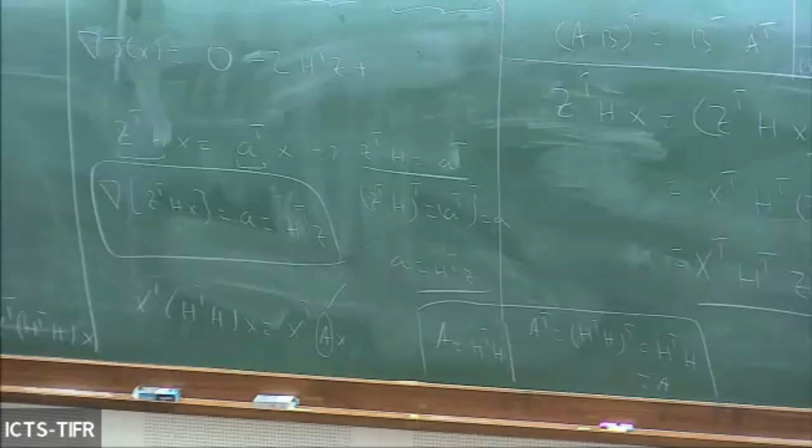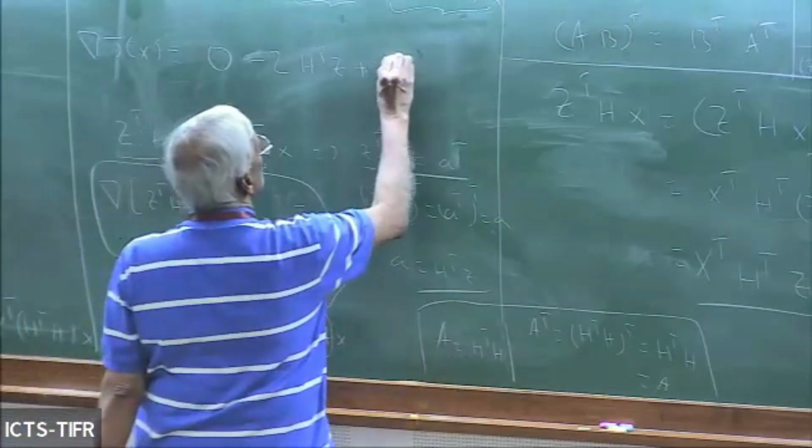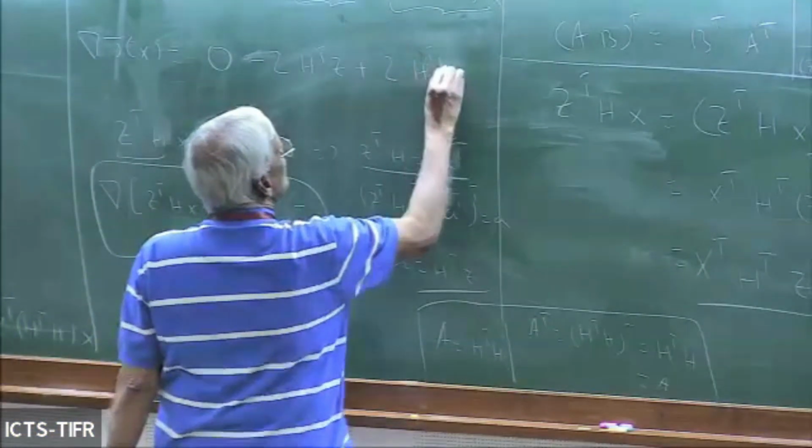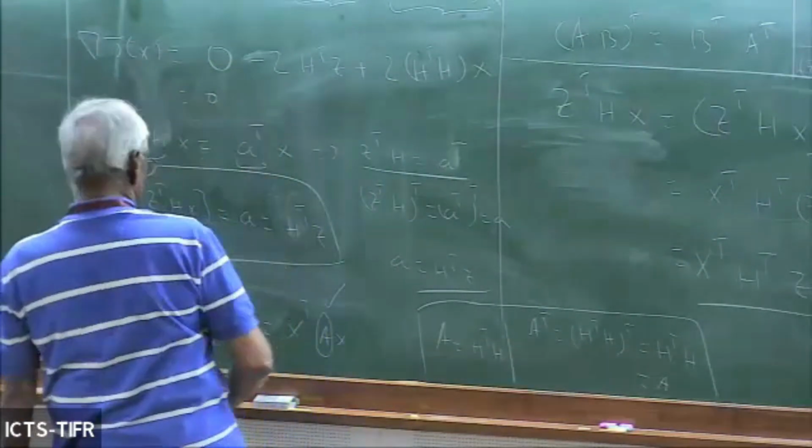Are you with me? Just 2 minutes. I know, the coffee is waiting for us. So what is the gradient of this? 2Ax, but A is this. So this is going to be 2 times H transpose H x. The whole thing must be equal to 0.